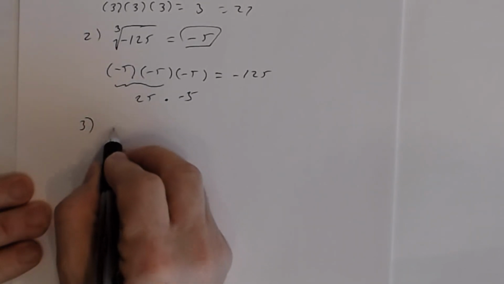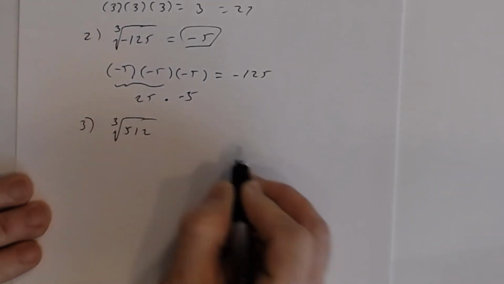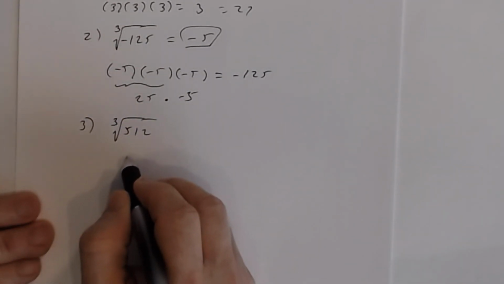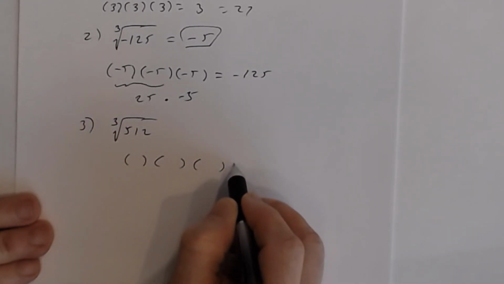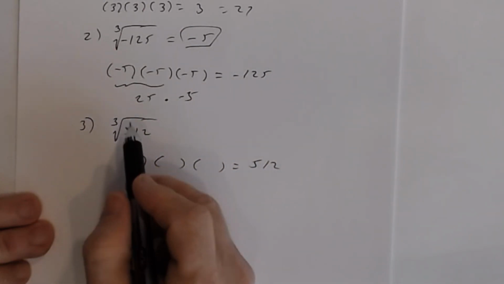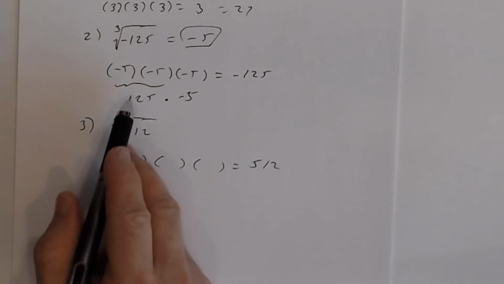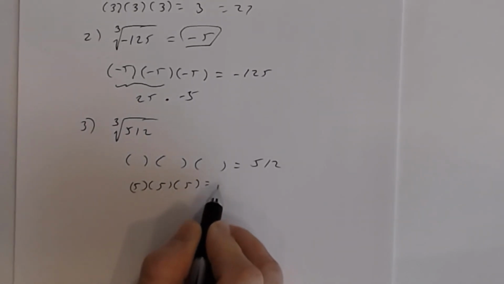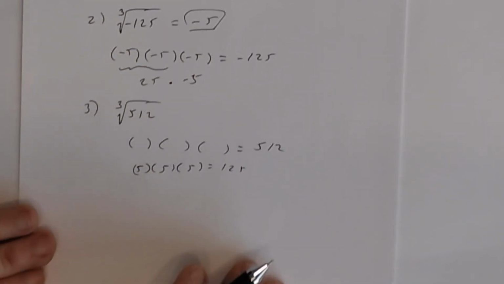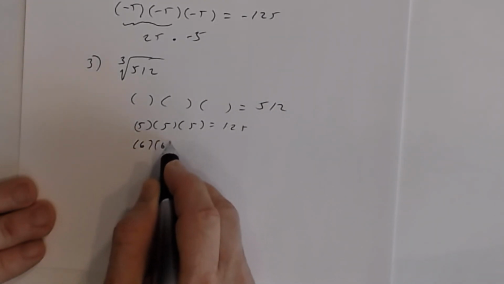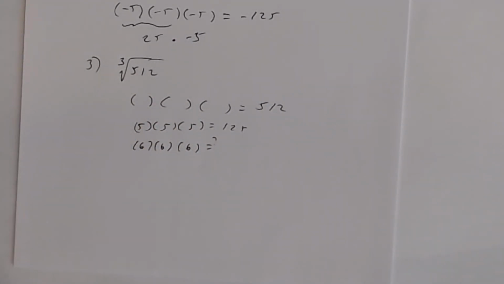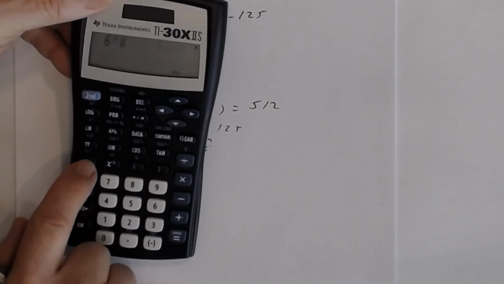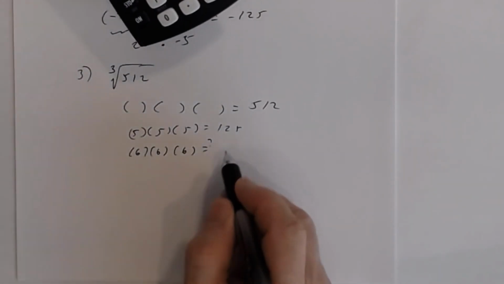So number 3, we have the cube root of 512. Now you may need your calculator on that one. So let's ask ourselves, what number times itself 3 times is 512? Because that's what that means. We know it's not 5 because 5 times 5 times 5 is a positive 125, right? So let's try 6. 6 times 6 times 6. What is that? Well, use your calculator. 6 raised to the third power is 216. So that's not going to work.